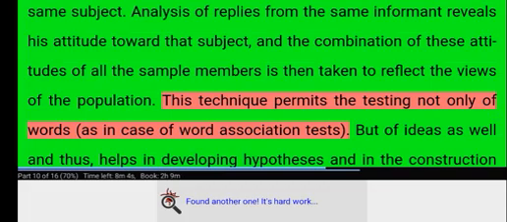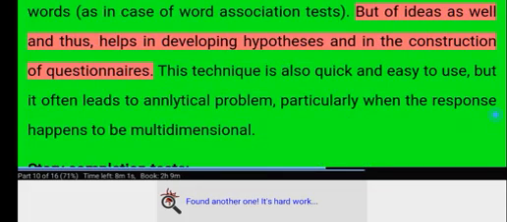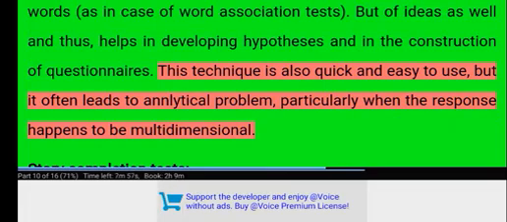This technique permits the testing not only of words, as in case of word association tests, but of ideas as well, and thus helps in developing hypotheses and in the construction of questionnaires. This technique is also quick and easy to use, but it often leads to an analytical problem, particularly when the response happens to be multidimensional.